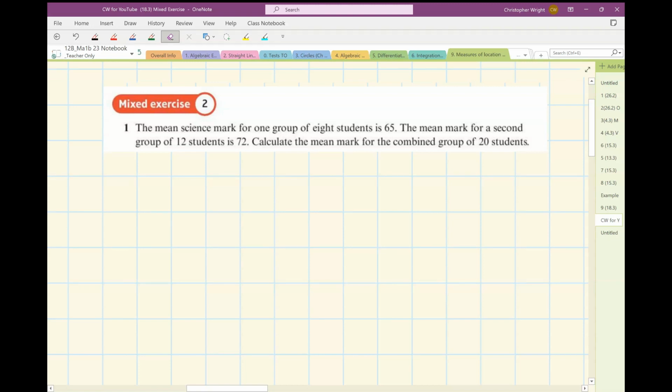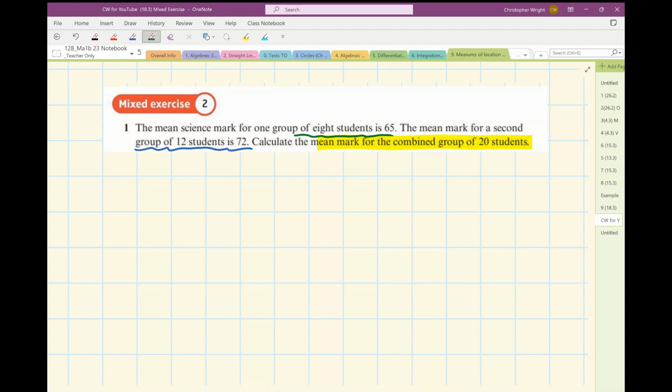Right, question 1. We've got the mean science mark for one group of 8 students is 65, and the mean mark for a second group of 12 students is 72, and we're asked to calculate the mean mark for the combined group of 20 students.